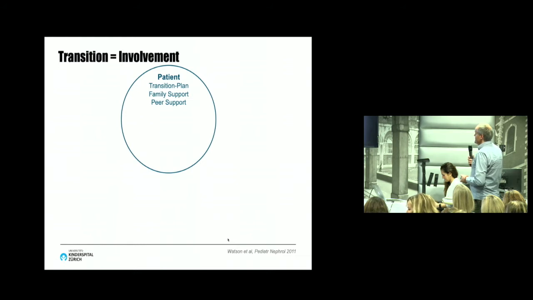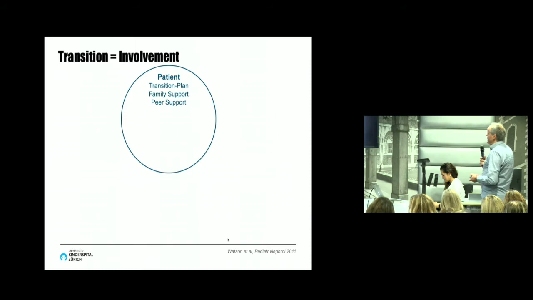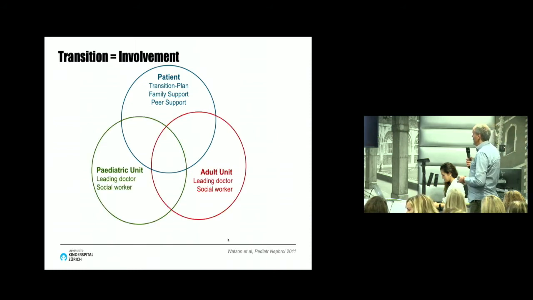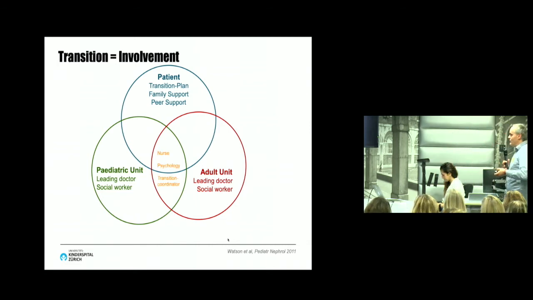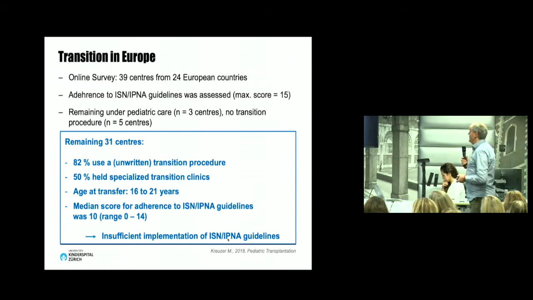So what has to be involved is the patient, with the family, with the peer support, the pediatric unit, the adult unit, and in between there is some coordinator, some nurse, some psychologist, or you just name it, a transition coordinator.